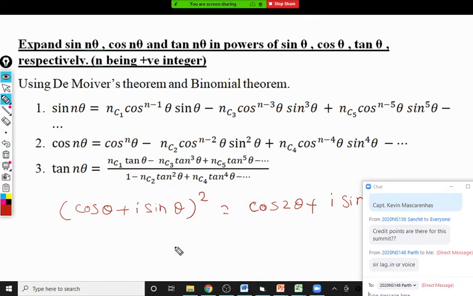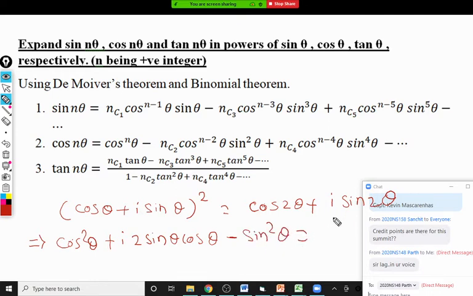So this is the first step by de Moivre's theorem, but on the left hand side we are going to use the binomial expansion, or it is simply a bracket square. We know a² is cos²θ, then 2ab, so i times 2 sin θ cos θ, plus b², this is minus i², and i² is minus, so sin²θ, and that equals cos 2θ + i sin 2θ.